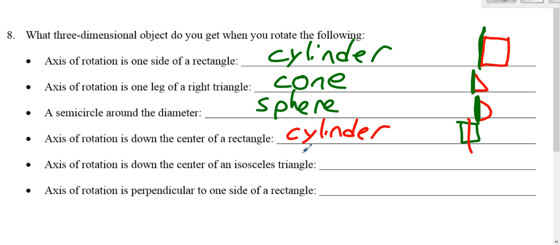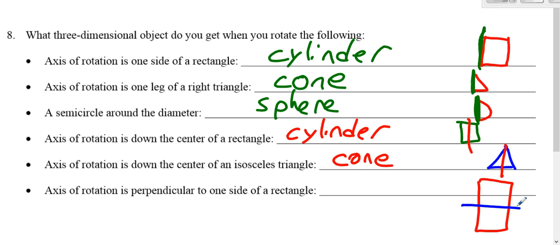Go down the center of an isosceles triangle. That's going to make a cone. And if you've got a rectangle and the axis of rotation is perpendicular, so if you go perpendicular to one of the sides here, or the other way, it wouldn't really matter. Either way, you get a cylinder.